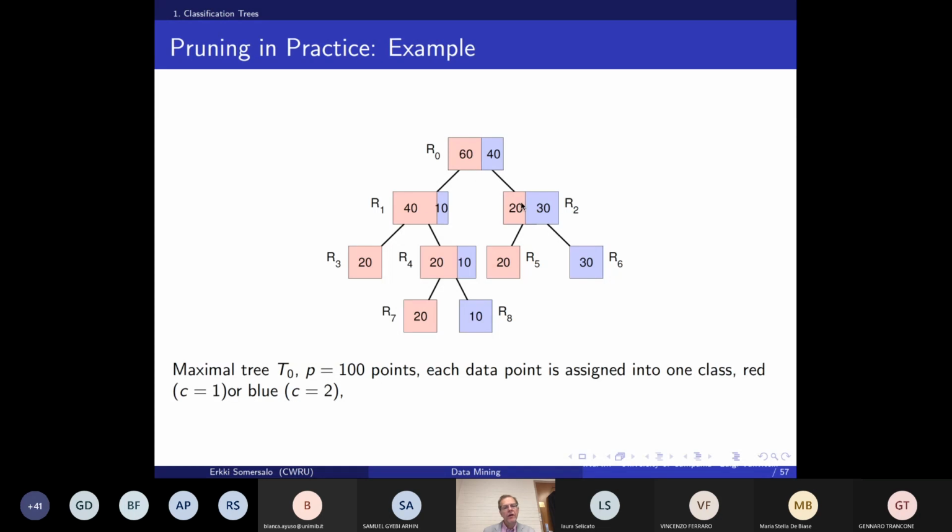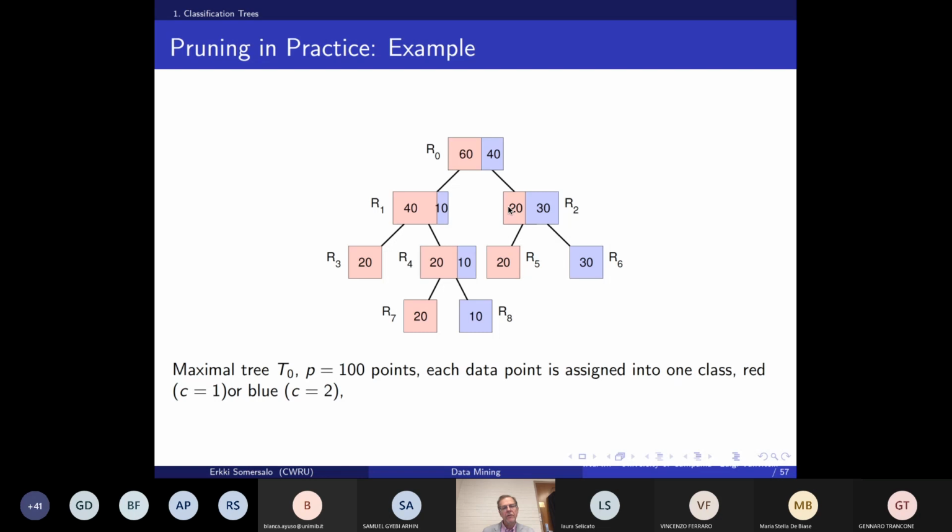So I don't know how the data looks like. This is sort of the hypothetical situation, but I'm assuming that the first split leads to these two rectangles. Then I continue splitting, and so if I'm looking at this right component, I'm assuming that the next split produces pure leaves, and then I stop splitting there.